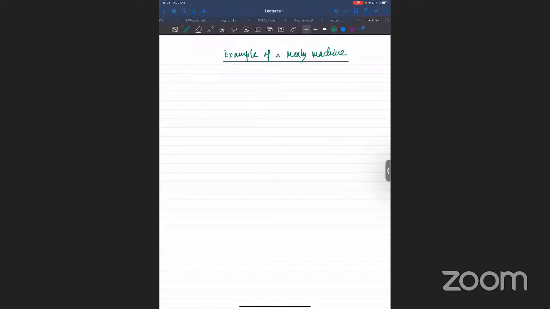Example of a Mealy machine. So you know what a two's complement is, right? If you have, let's say, 1, 1, 0, 1, what is its two's complement? The 1's complement is 0, 0, 1, 0, and the 2's complement is 0, 0, 1, 1. You just flip the bits for the 1's complement, and then you add 1 and you get the 2's complement. So this is the 2's complement.